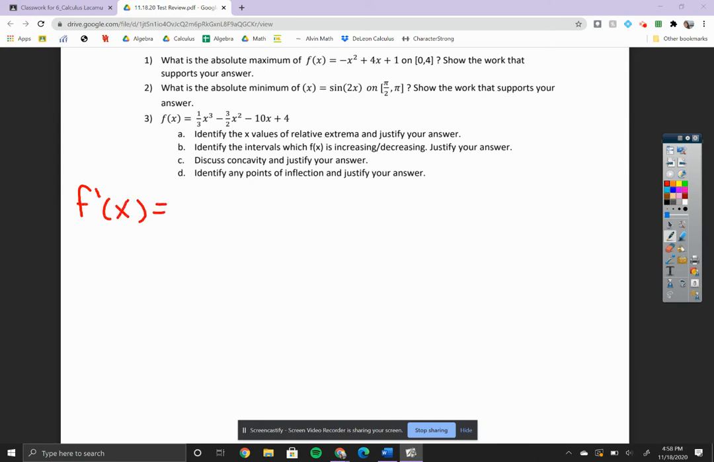So f prime of x is going to be x squared minus 3x minus 10. And this is defined everywhere, so we just need to figure out where it's equal to 0. And I can go ahead and factor this into x minus 5 and x plus 2.